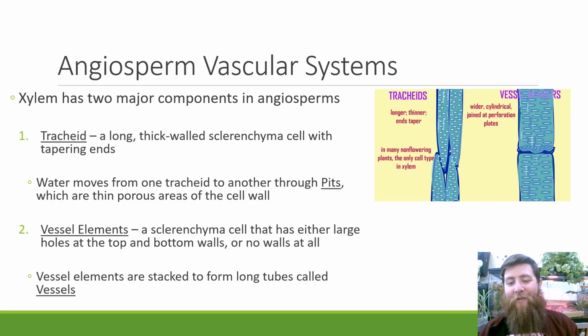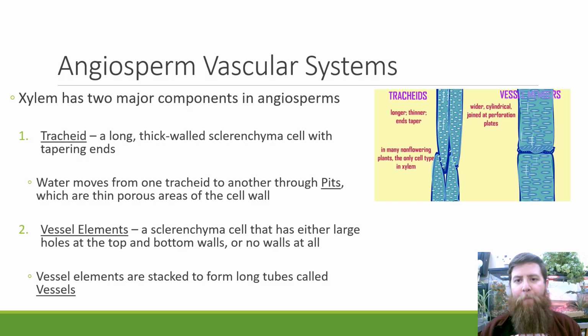We're going to talk about angiosperm vascular systems. In angiosperm vascular systems, we have xylem and phloem. Xylem has two major components in angiosperms. It has tracheids and vessel elements. Tracheids are a long, thin-walled sclerenchyma cell that has tapering ends at either end. As water moves from one tracheid to the other, it moves through pits that are porous areas of the cell wall in those ends. And so it is able to move in one direction up, kind of like a straw.